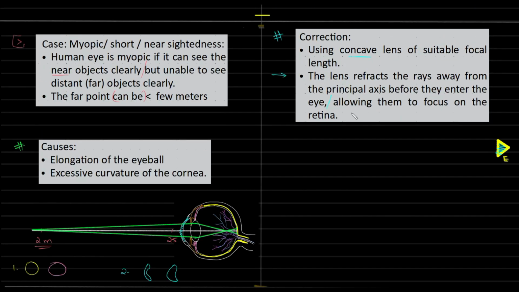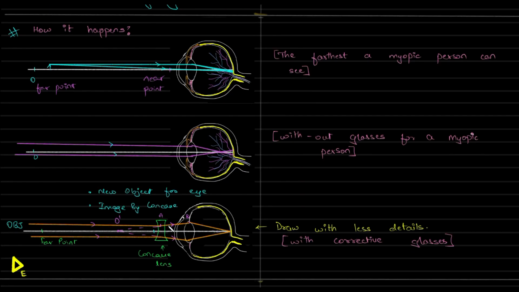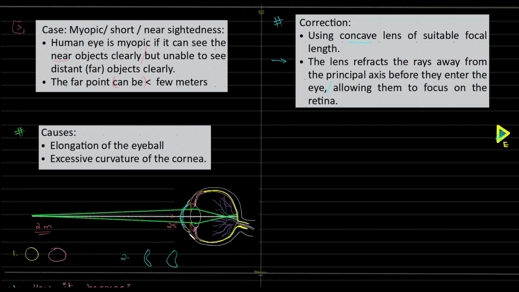Okay, I think I explained everything. The lens refracts the ray away from the principal axis. So you can see this is getting refracted away from the principal axis. It is diverging away from the principal axis, allowing them to focus onto the retina. So this allows the lens to focus things onto the retina. I hope it made sense.